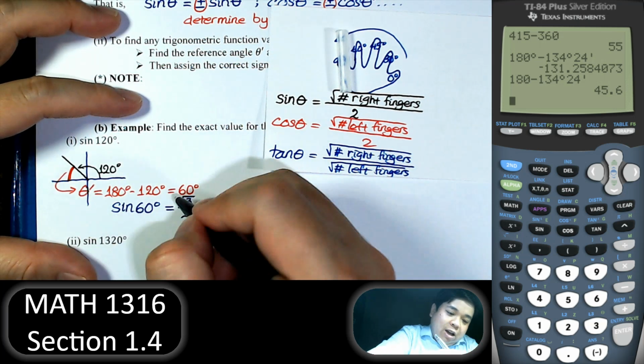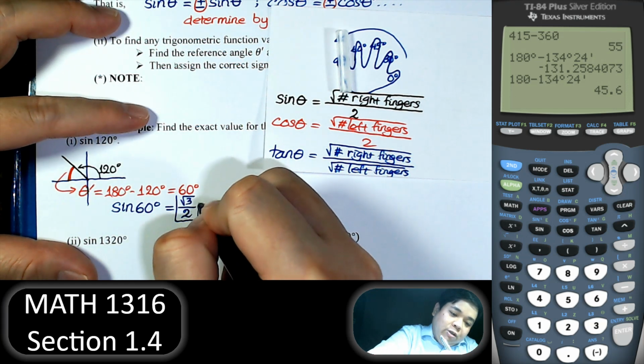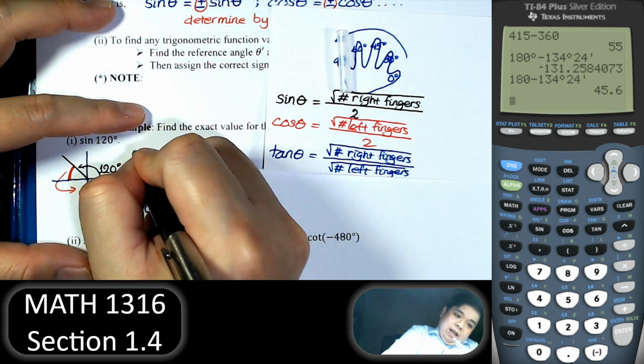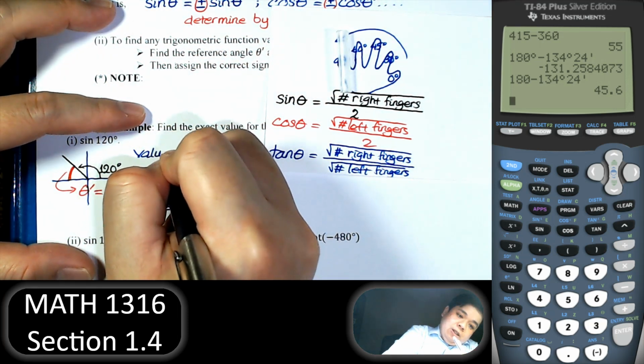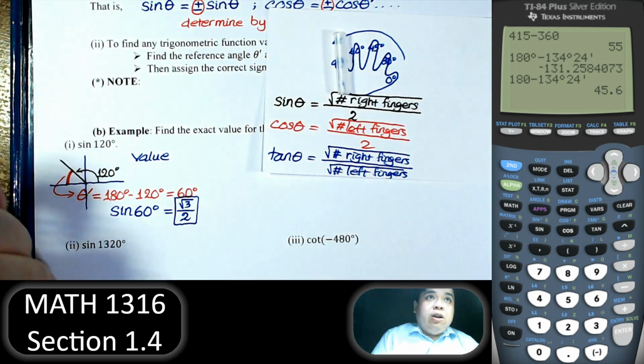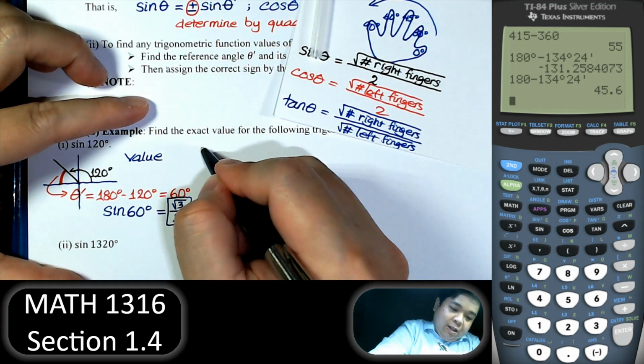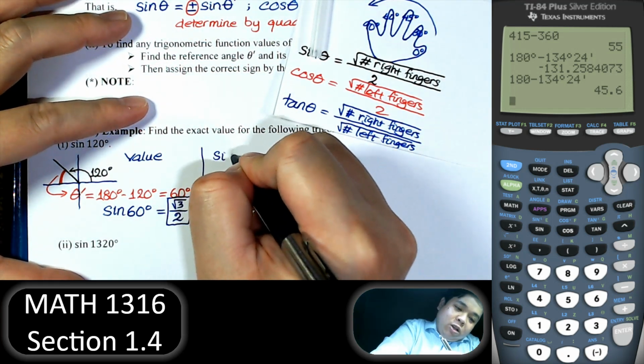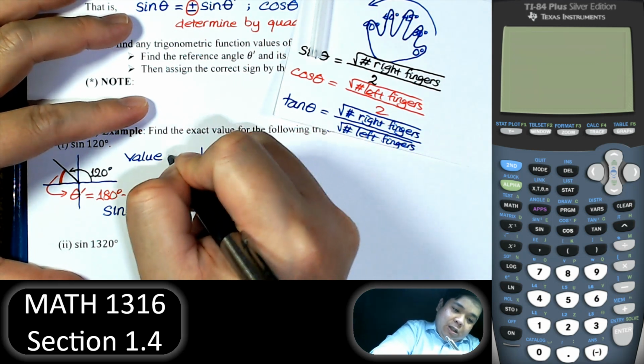So first we find the values. Square root of 3 over 2. Now to find the values, we use the reference angle. Next, the sign, is that positive or negative?